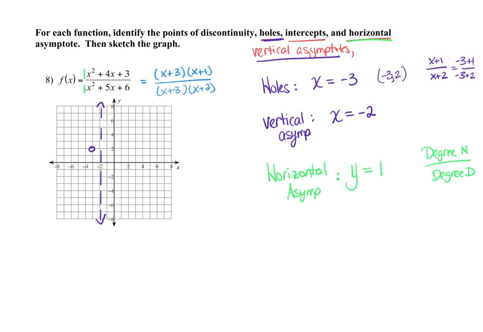So to graph that, I'm going to go to the value 1 on my y-axis. And that's going to be another dashed line. It's not part of your graph. It's just directional.